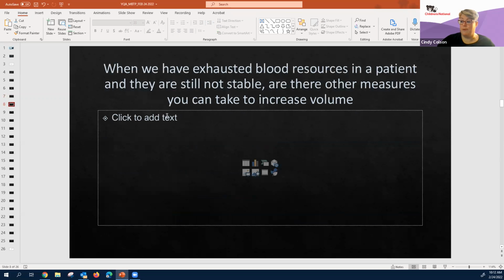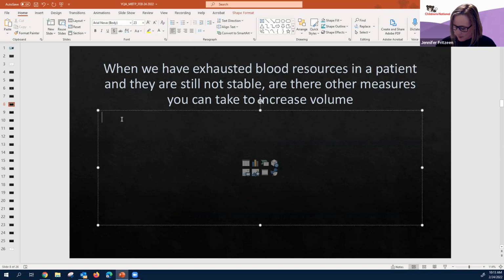We've exhausted blood resources in a patient and they are still not stable. Are there other measures you can take to increase volume? Well, I always laugh when people talk about this in the light of trauma. Now, remember, not only trauma patients use a massive blood transfusion. So this will be different if you're talking cardiac patients, GI bleed.